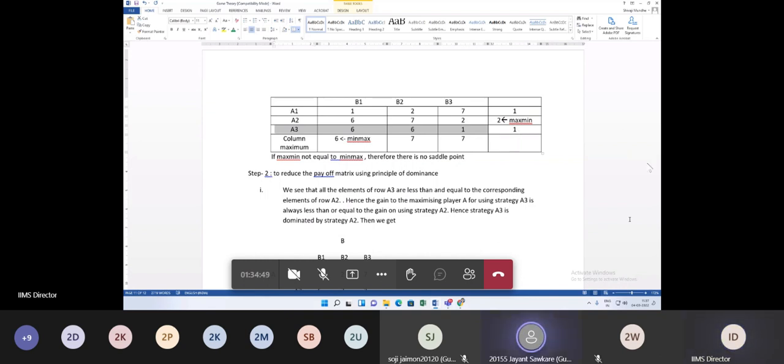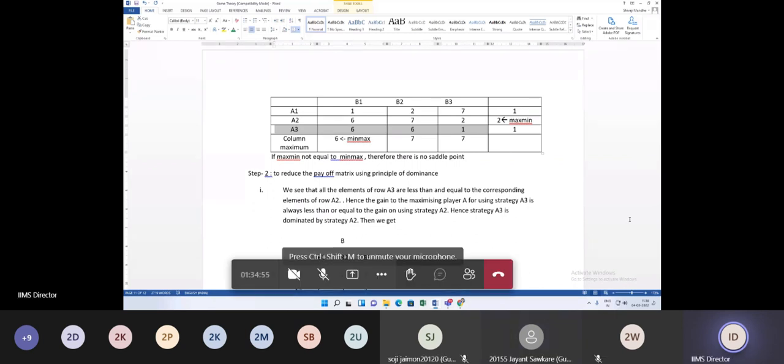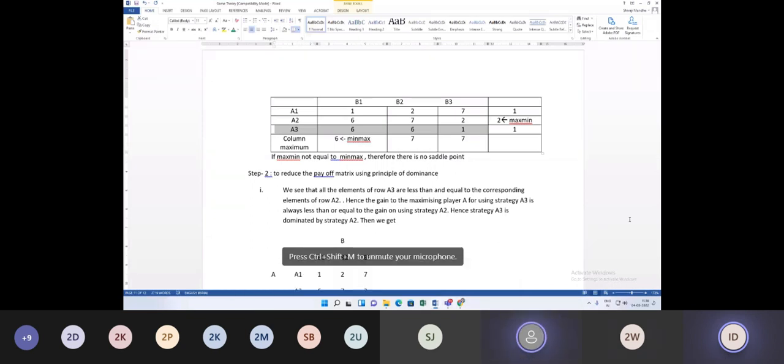Now you tell me, are the A3 elements less than or equal to the A1 elements? No. A3 is always less than or equal to A2, all elements. Not less than A1. It is not less than.